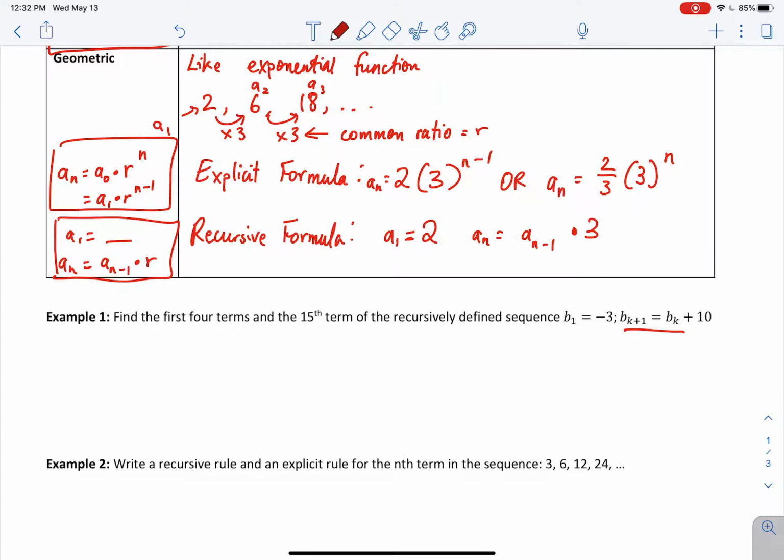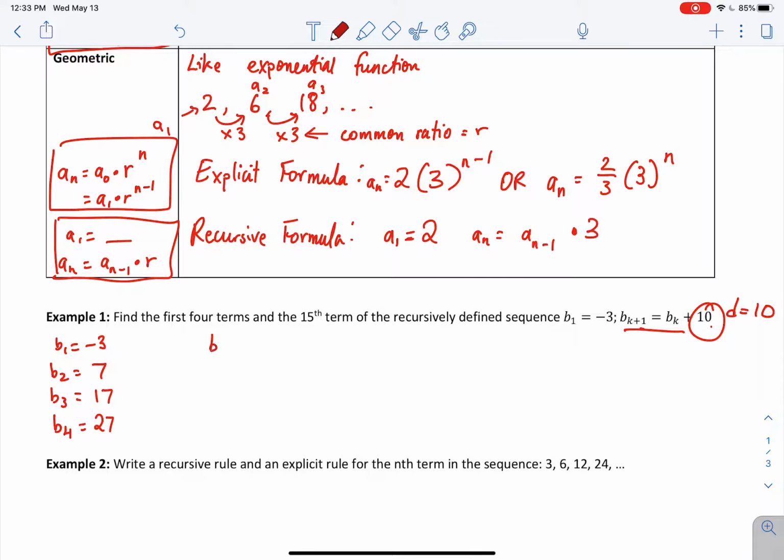So the first term I know is -3. And then this tells me to get any term after that, I need to add 10 to it, right? It's telling me that the common difference is 10. So b sub 2 would be -3 plus 10, then plus 10 again, and plus 10 again. So I get the first 4 terms. That was easy to do with recursion.